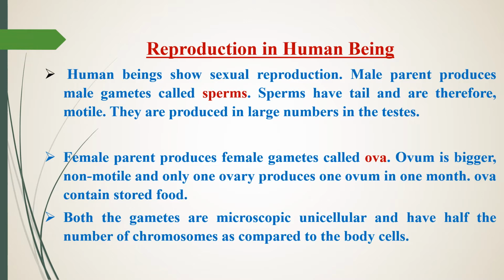What is its shape? It is bigger and non-motile. Non-motile means it does not move. And there is only one ovum produced in the month. So only one ovum is produced in a month, while in the case of sperm a large number of sperm are produced, and ova contain stored food. And both gametes are microscopic.